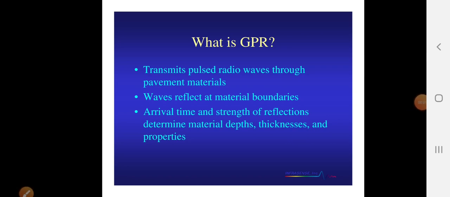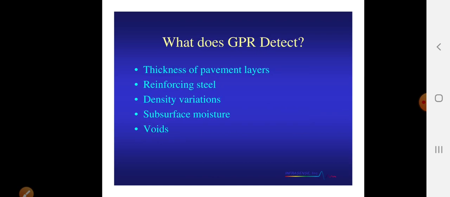Today we want to see the third method of finding the structure evaluation, that is GPR, ground penetrating radar. What it does is transmit pulse radio waves through the pavement material. Waves reflect at the material boundaries. You find the arrival time and the strength of the reflections, then determine material depth, thicknesses, and its properties.